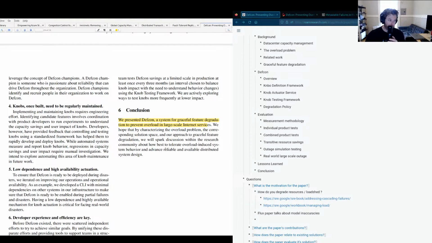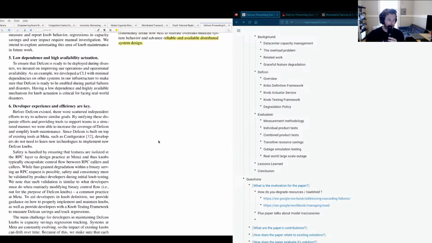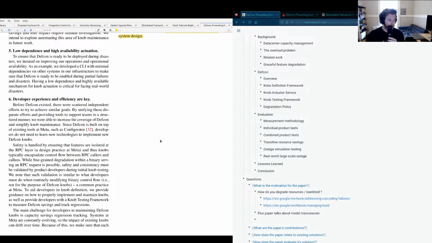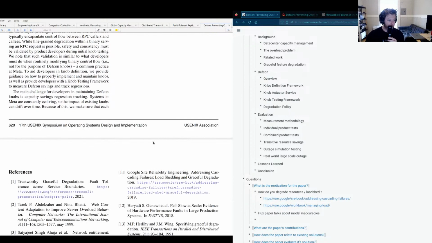Cool. Advanced, reliable, and available distributed system design. Okay, that seems pretty reasonable. I'm looking forward to diving a bit more into the actual implementation.